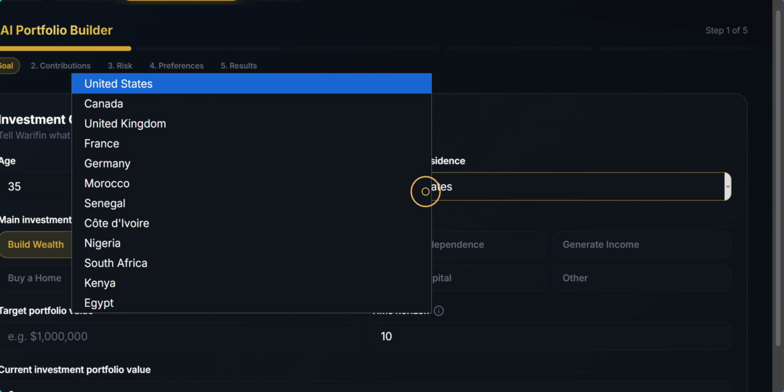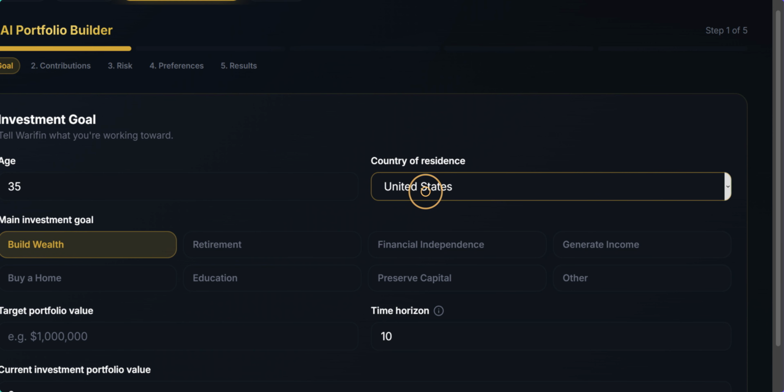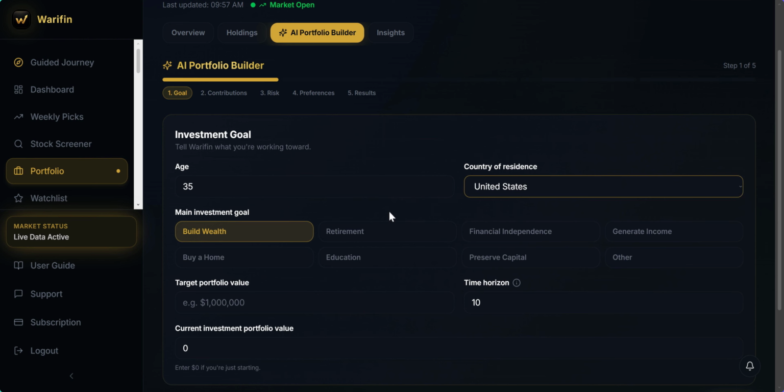Opening the country dropdown displays the list of supported regions. Selecting your location ensures the recommended assets are fully compliant with local regulations. Next, we focus on what you are primarily working toward with these funds.